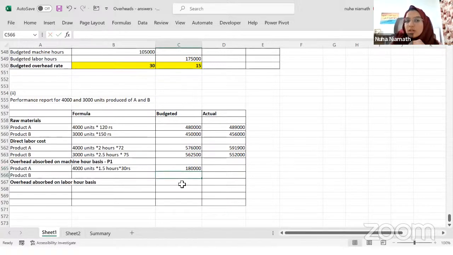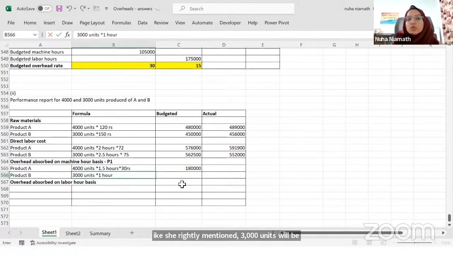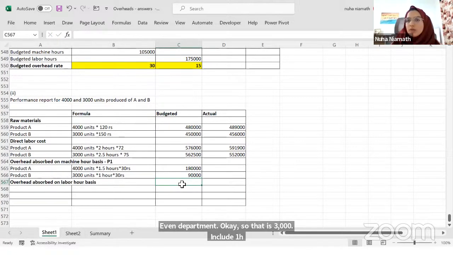3,000 units into 1 hour into 30 rupees. Great job, Atira. Thank you. So like she rightly mentioned, 3,000 units will be multiplied into 1 hour because 1 hour is what it takes, into 30 rupees because 30 rupees is the predetermined rate for our P1 department. Okay, so that is 3,000 into 1 hour into 30 rupees, that is 90,000.